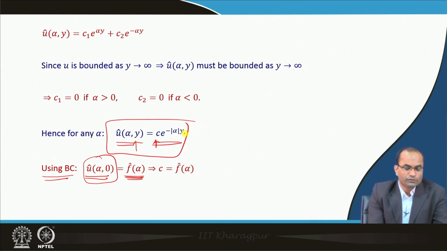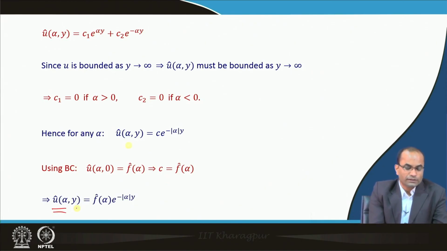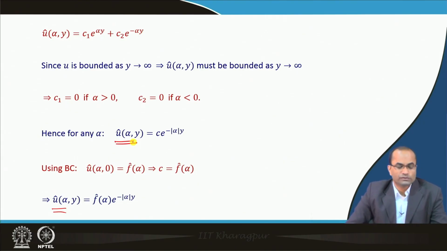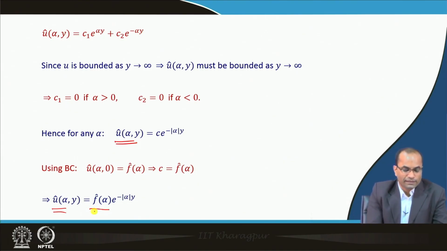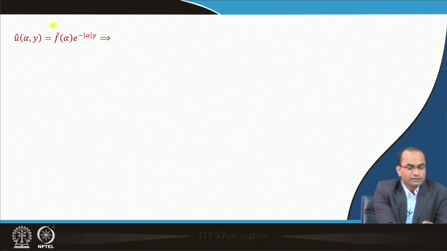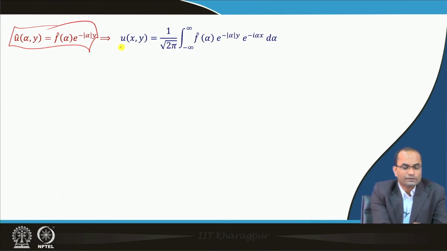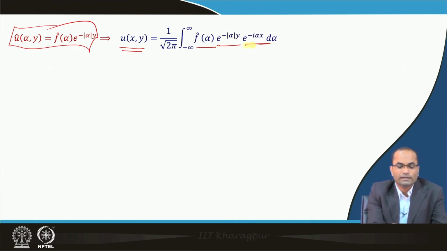If we put y equal to 0 there, we can determine that c has to be f hat(alpha). So, the Fourier transform of the solution with respect to x is given as f hat(alpha) e^(-|alpha| y). Having this form of the solution, we can now take the inverse. Taking the inverse, we get u(x, y), which is the integral of f hat, e^(-|alpha| y) and e^(-i alpha x) d alpha.